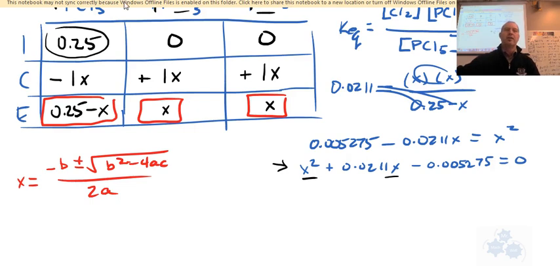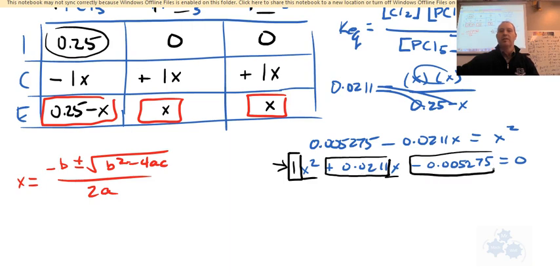All you need to do is identify a, which is the coefficient on the squared term. That's 1. Identify b, which is the coefficient on the x term. That's this one, 0.0211. And identify c, which is the constant, and you have to include the signs as well. Not necessarily the simplest thing in the world to do, but you do this on your calculator, and it does most of the work for you. So you plug it in there, and you're going to get two different answers.